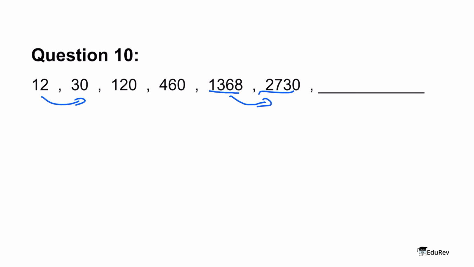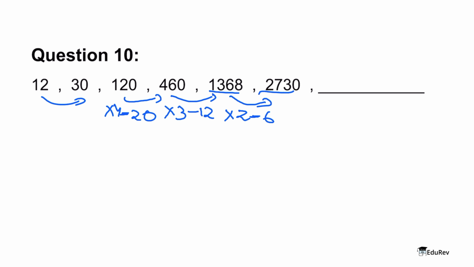Right? So here we can see from 1368 to 2730, the easiest way to go is into 2 and then minus 6. Okay. And then from 460 to 1368. How do we go from here to here? We multiply it by 3 and then minus 12. Okay. Now from 120 to 460. For 120 to 460, this time if you see the pattern, technically it should be multiplied by 4. Okay. So we are multiplying it by 4. And this time we are minusing 20.